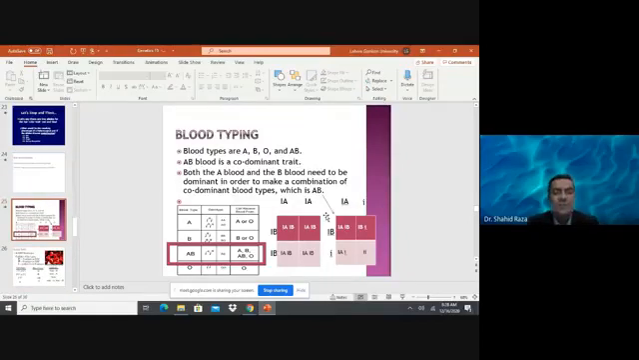First of all, we must know that there are four types of blood: blood type A, B, O, and AB. AB blood is a codominant trait, and both A blood and B blood need to be dominant in order to make a combination of codominant blood types, which is AB. So here in this class, we can see a cross regarding the blood type AB, with the genotype, and who can receive blood regarding blood type AB.